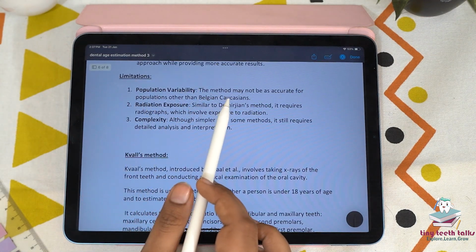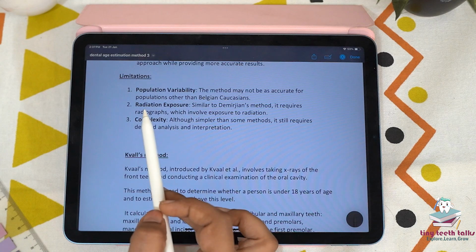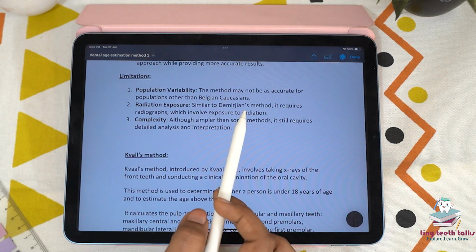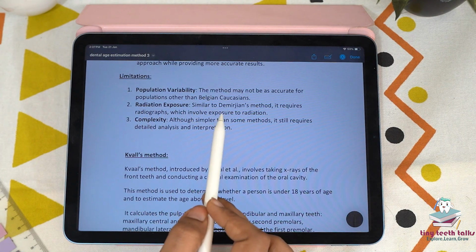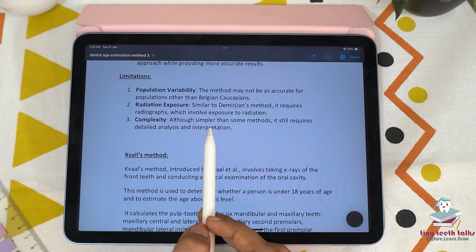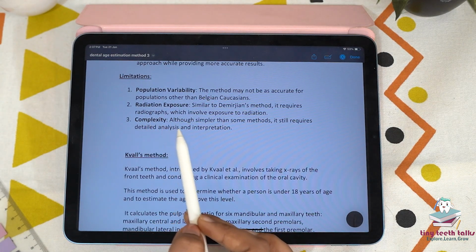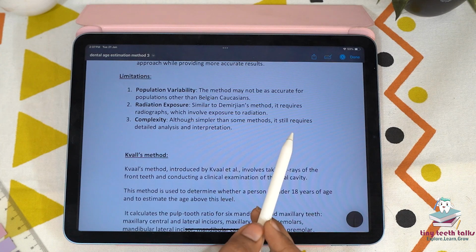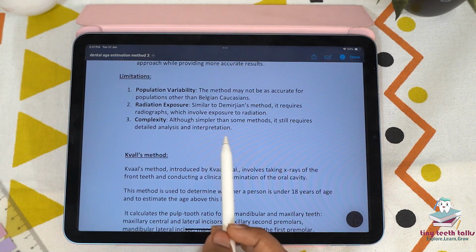Limitations: population variability. The method may not be as accurate for populations other than Belgian Caucasian. And radiation exposure: similar to Demirjian's method, it requires a radiograph, which involves exposure to radiation. Complexity: although simpler than the sum method, it still requires detailed analysis and interpretation.